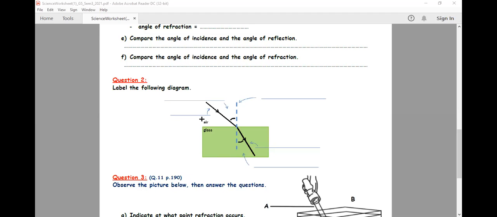So look, light is passing from the air to the glass. Okay, and as you can see, look, the light ray did not continue its way straightly. It bends. It changes its direction. So here we have the refraction happening.